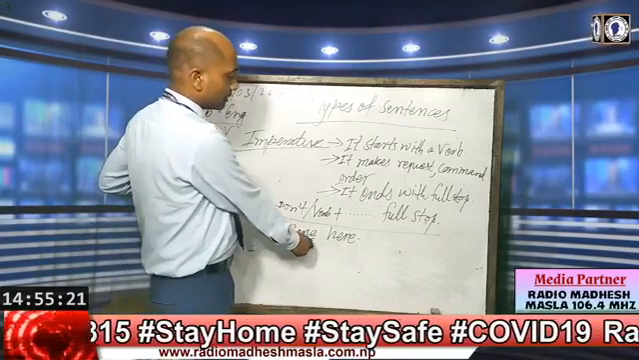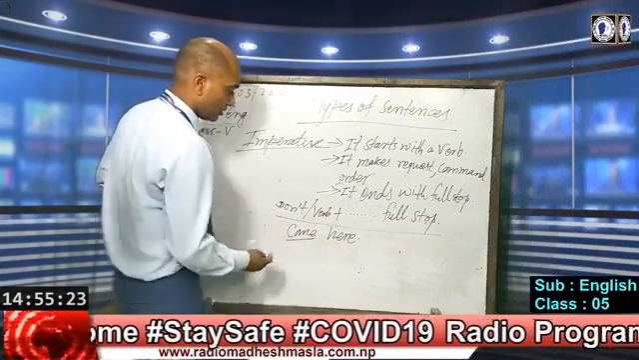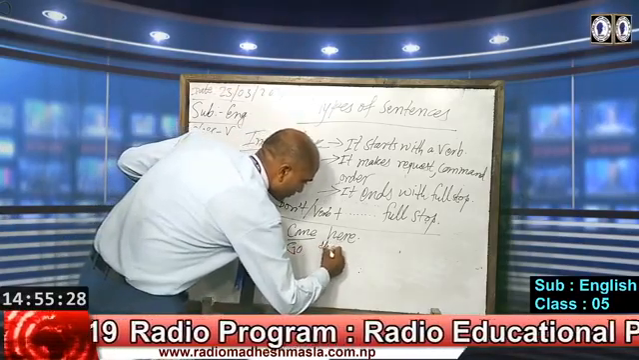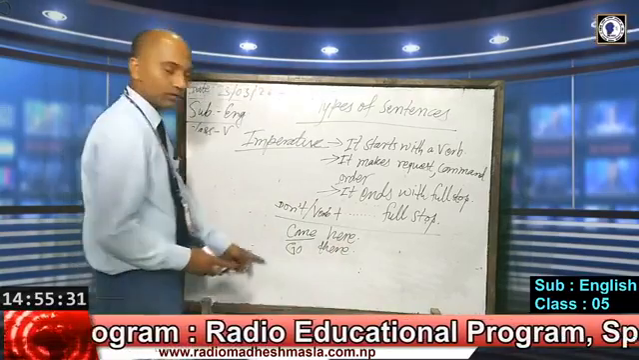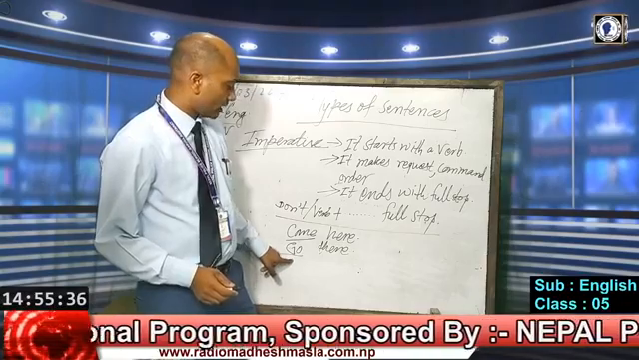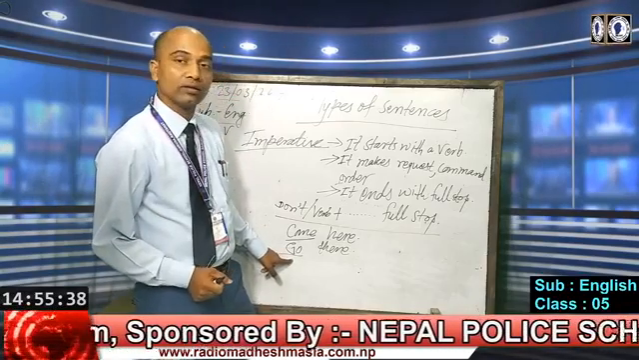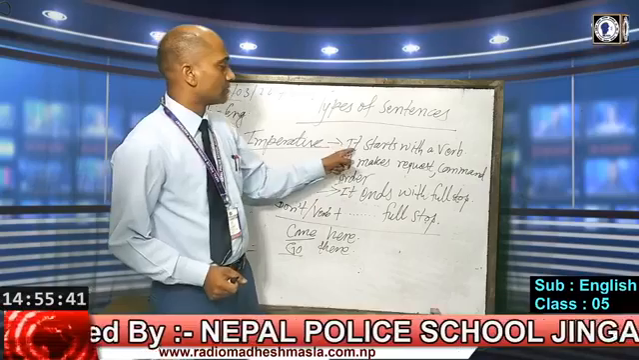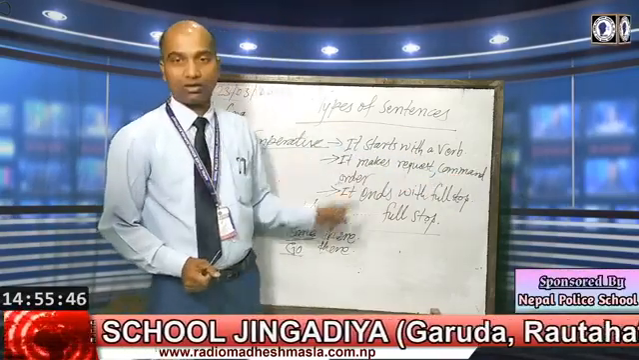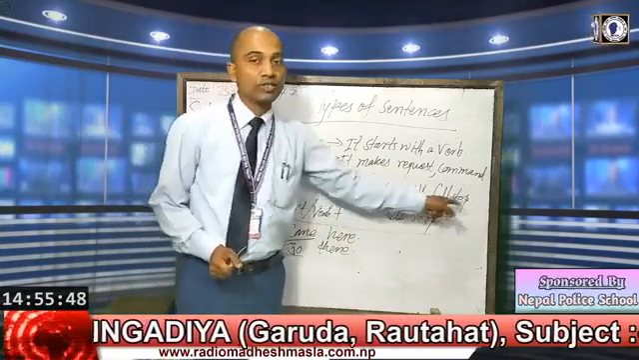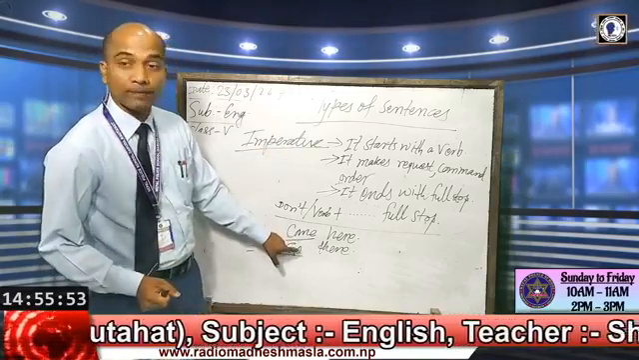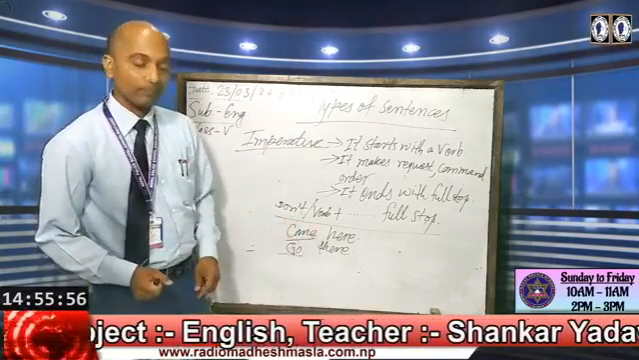So, this is the imperative sentence. Go there. Go is the verb which makes the command. So imperative sentence starts with a verb, it makes request, command and order, and it ends with the full stop. So these are the qualities of the imperative sentence, and you can see the examples.